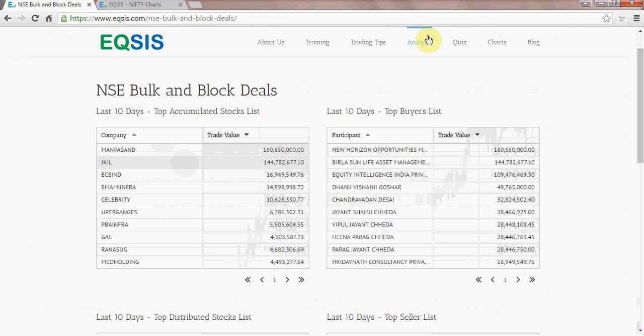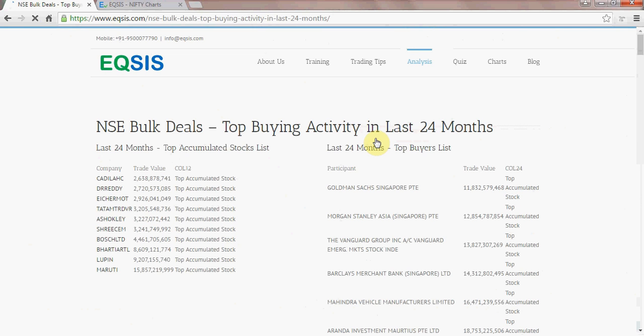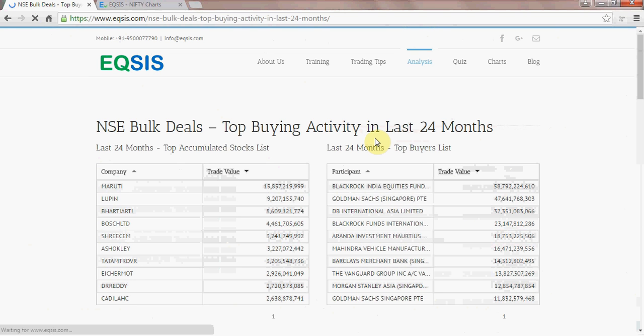But the top 10 deals are a matter of a period of time. We also have detailed coverage here. Guys, pay attention here. It's about top 10 buy deals and top 10 sell deals, for the last 10 days, last 1 month, last 6 months, last 24 months. Let's see what the last 24 months shows. I'll give you a clue on how to make use of this.